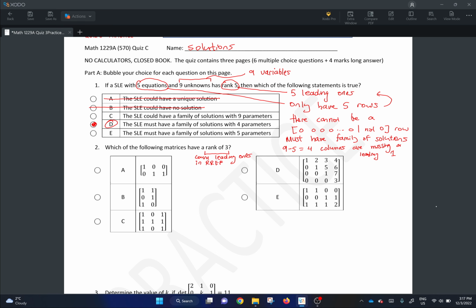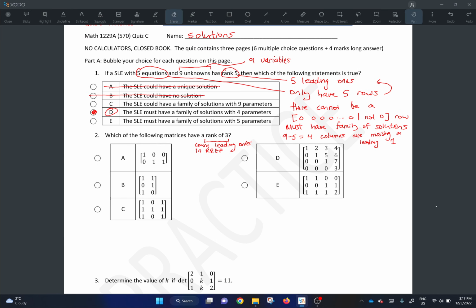So let's look at the first matrix here. Blue. Okay, and this matrix clearly has 2 leading 1s. This matrix has rank 2, so it can't be A. We need something to have rank 3.